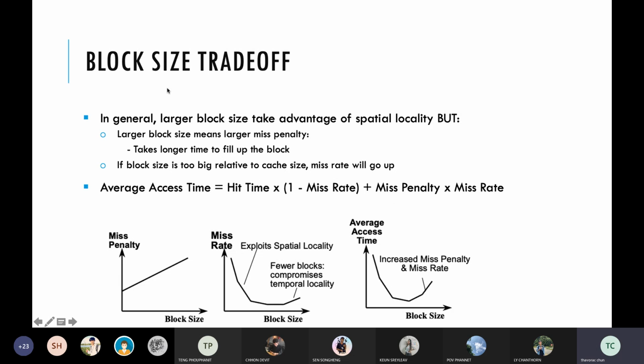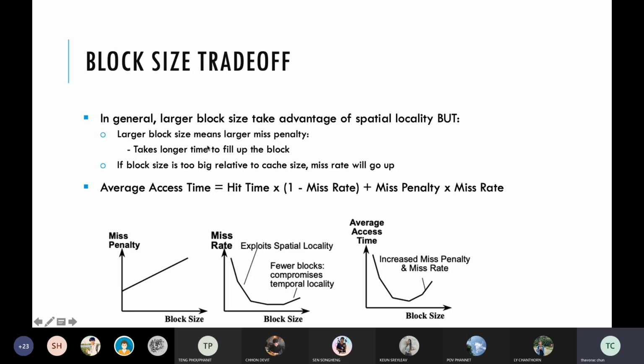Okay, so here is the block size trade-off. Trade-off here refers to an exchange between benefit and disadvantage, like we saw in the previous slide presentation. If we increase the size of the block, it means that we are taking advantage of spatial locality, but it does not always provide you the advantage. It also provides you the disadvantage. Okay, here. And the block size relates to the miss penalty.